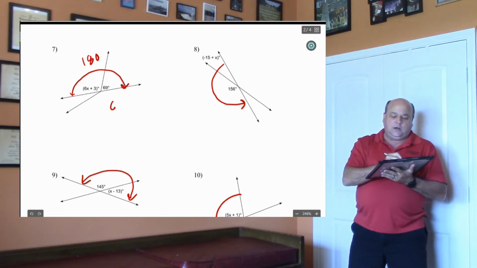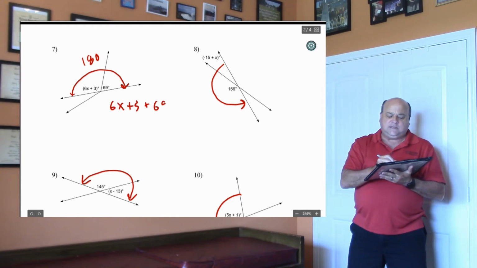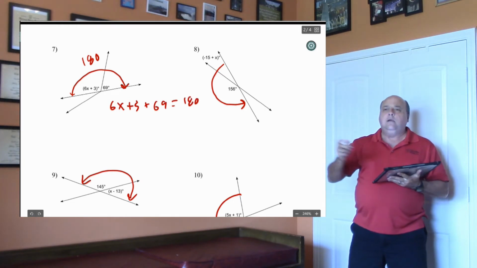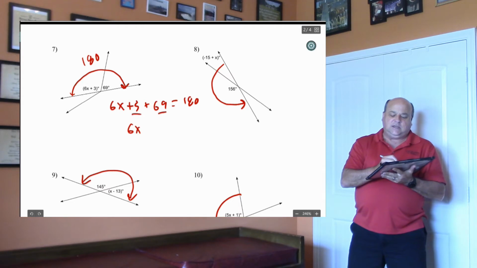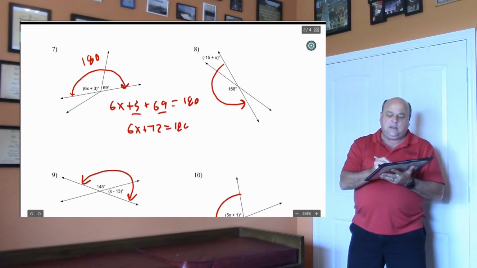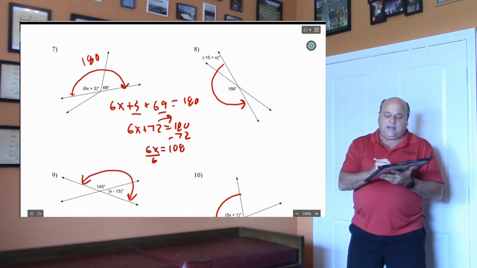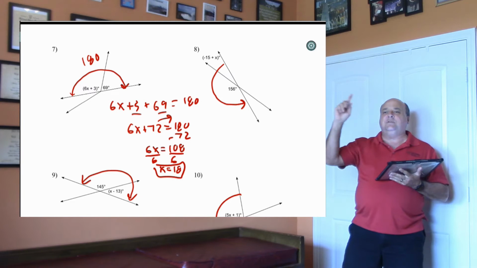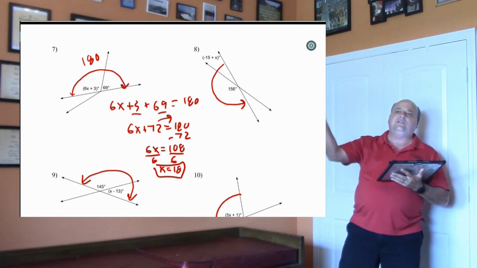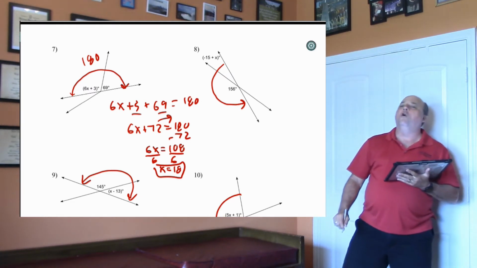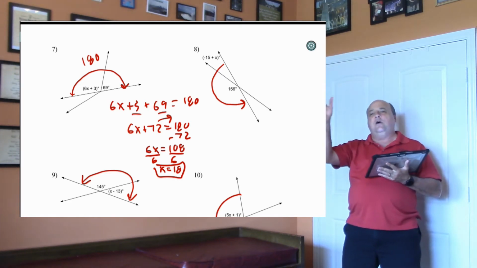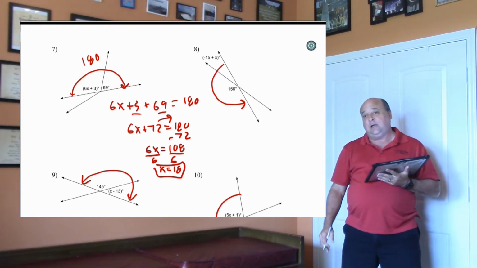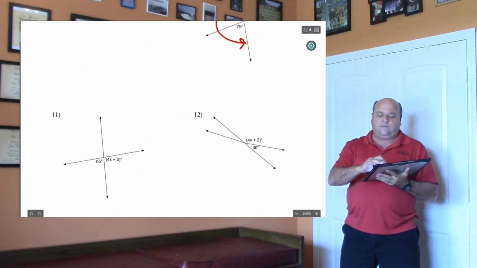So on number 7, we're going to do 6x plus 3 plus 69 equals 180. So I'm going to group up my like terms. 6x plus 72 equals 180. Move over the 72. 6x equals 108. Divide by 6. And x would be, what, 18? Piece of cake. So on these problems here, add up the two angles and set it equal to 180. Solve the equation for x. You're going to be doing this over and over and over next year in geometry, okay? So these are really good problems to start off with.